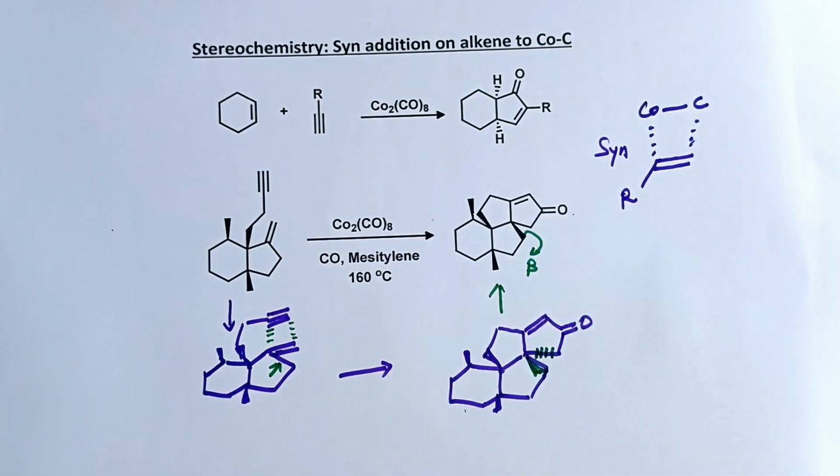If we want to gather more information about Pauson-Khand reaction, about the mechanism, examples, applications, and so on, you can refer to books like Clayden, Warren, and William Carruthers' Organic Synthesis, and so on.